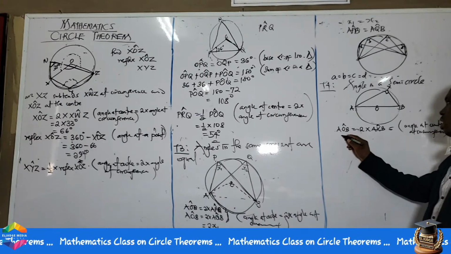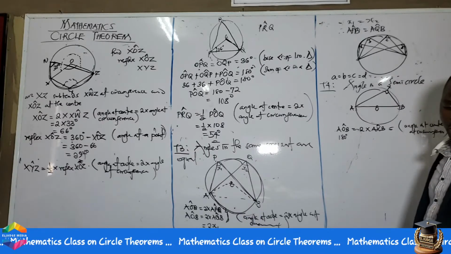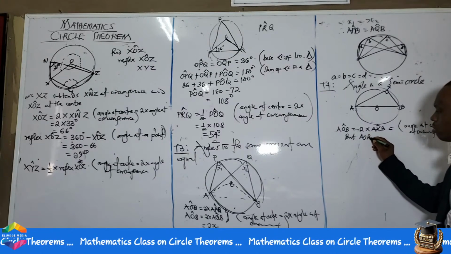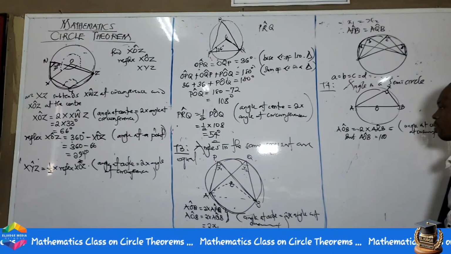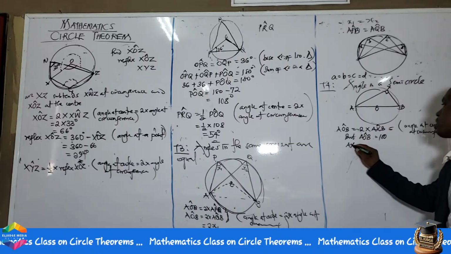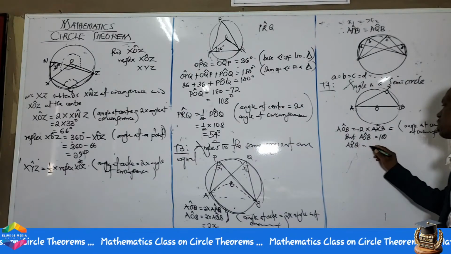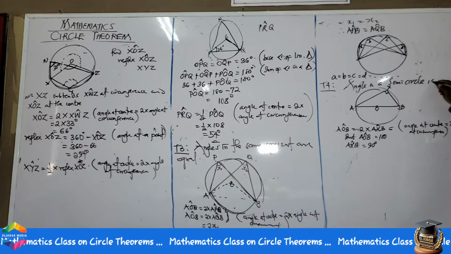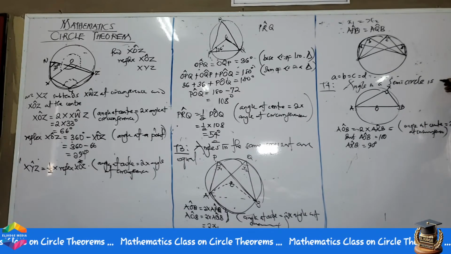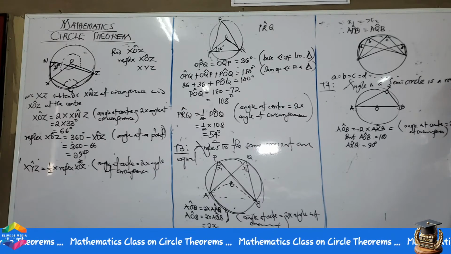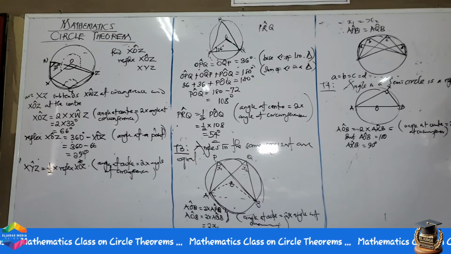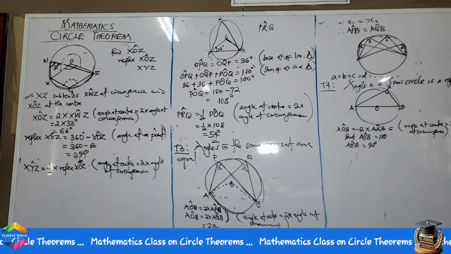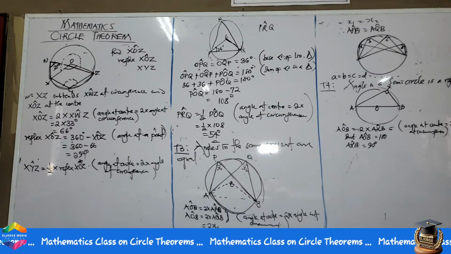So if this angle is 180 degrees, let me write that: AOB equals 180 degrees. Therefore, AXB equals 180 divided by 2, which is 90 degrees. So angle in a semicircle is a right angle. The angle subtended by a semicircle is a right angle. I didn't complete it before. So let's take a question.